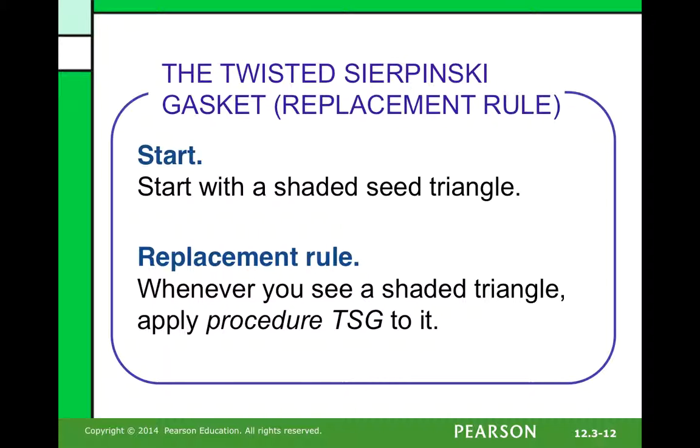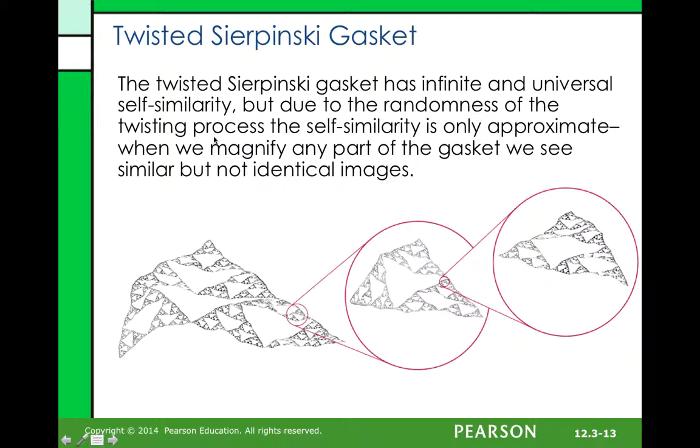So here is the summation of how you build this thing. You start with a shaded seed triangle, just like you did with the Sierpinski gasket. And on a given step, whenever you see a shaded triangle, you apply this procedure TSG to it. Procedure TSG means take the triangle, cut a hole in the middle, and then jostle that triangle a little bit. So jostle the midpoints that you chose. The twisted Sierpinski gasket has infinite and universal self-similarity, but because of the randomness involved in the twisting, the self-similarity is only approximate.